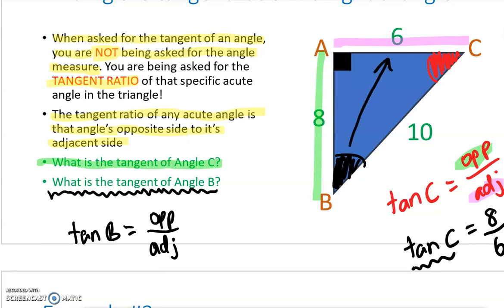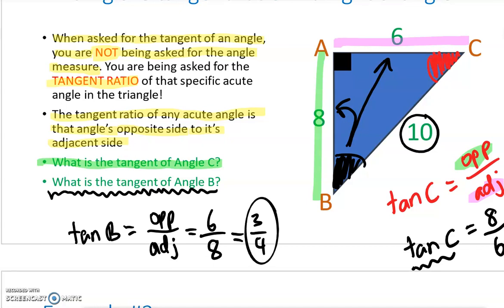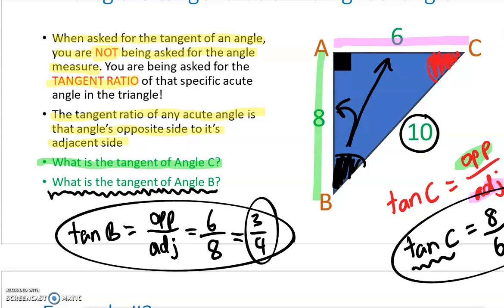That's across the triangle. And what's adjacent to angle B? The side adjacent to angle B. Hopefully you said 8. That would be correct. Remember, 10 is not opposite or adjacent. That's the hypotenuse. So this would be 6/8 or 3/4. So look at that. The tangent of angle C was 4/3. The tangent of angle B was 3/4. They are reciprocals of one another because literally the opposite and the adjacent sides are just flip-flopping from angle to angle.